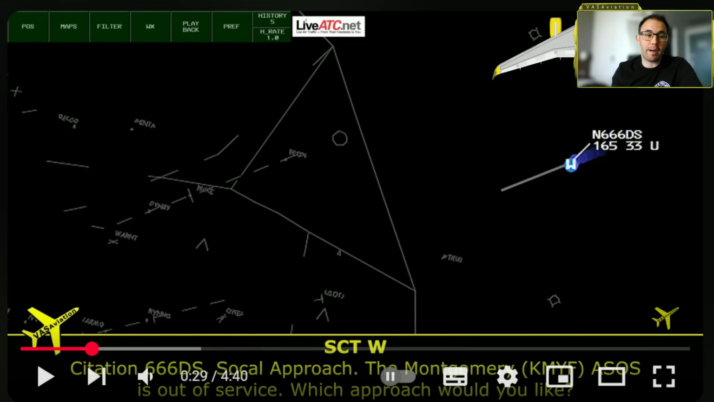The controller just told the pilots that the Montgomery ASOS, the equipment that sends out the weather reports, is out of service. So we don't know the exact weather at Montgomery Airport at that time. Now the pilot will talk about Gillespie, an airport nearby Montgomery. He knows that weather. Then the controller will tell the weather in Miramar, which is a few miles north of Montgomery as well. The pilot will ask for the weather in Brown Field, which is a few miles south of San Diego.